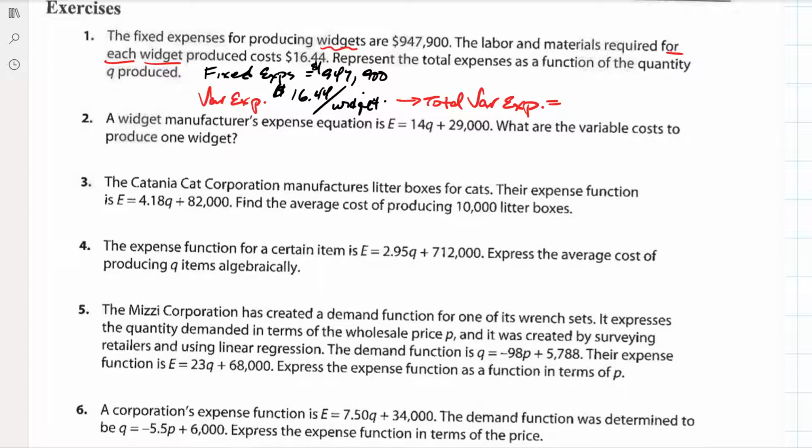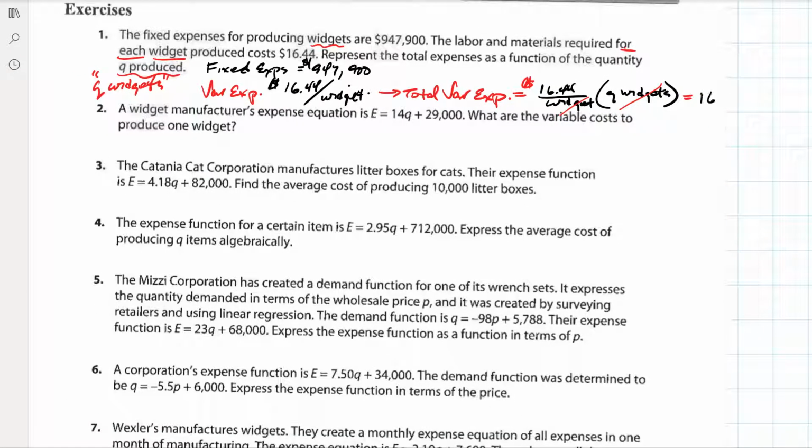If you read on here, it says represent the total expenses as a function of the quantity Q produced. So you're producing Q widgets. I know that's just the general term. If you go to business school, you'll hear that a lot. So the total variable expenses is the price per widget times the number of widgets. So we obviously have to multiply those. We're going to take $16.44 per widget and multiply by Q widgets. If you notice here, widgets cancels out, just like units cancellation, and you get $16.44 times Q. So our total variable expenses here is equal to $16.44 times Q. That's the total variable expenses.